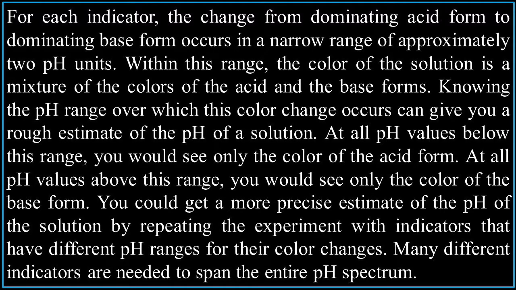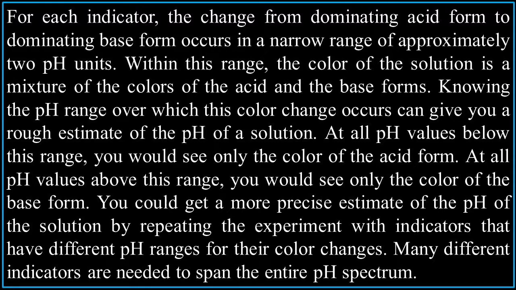For each indicator, the change from dominating acid form to dominating base form occurs in a narrow range of approximately 2 pH units. Within this range, the color of the solution is a mixture of the colors of the acid and base forms. Knowing the pH range over which this color change occurs can give you a rough estimate of the pH of the solution. At all pH values below this range, you would see only the color of the acid form. At all pH values above this range, you would see only the color of the base form.